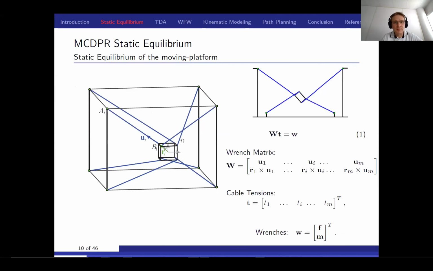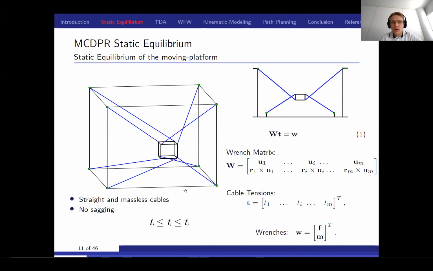tension distribution and management. So if we do not consider the mobile bases, for sure, in order to analyze the static equilibrium of the moving platform, we simply need to analyze the range matrix and to analyze all the conditions for which the moving platform can be in a static equilibrium while respecting the cable tension limits. So here in the scope of this work, we assumed, for the sake of simplicity, that the cables are straight and massless.